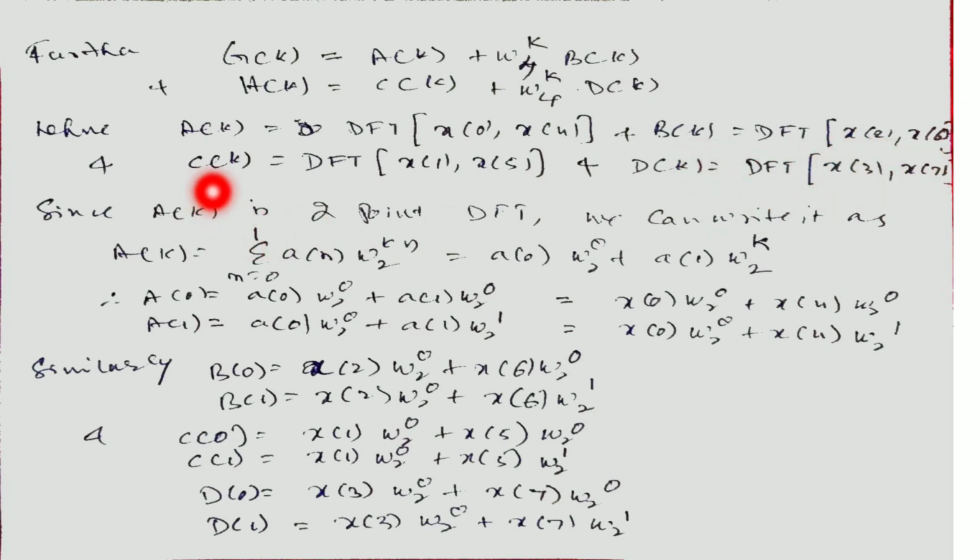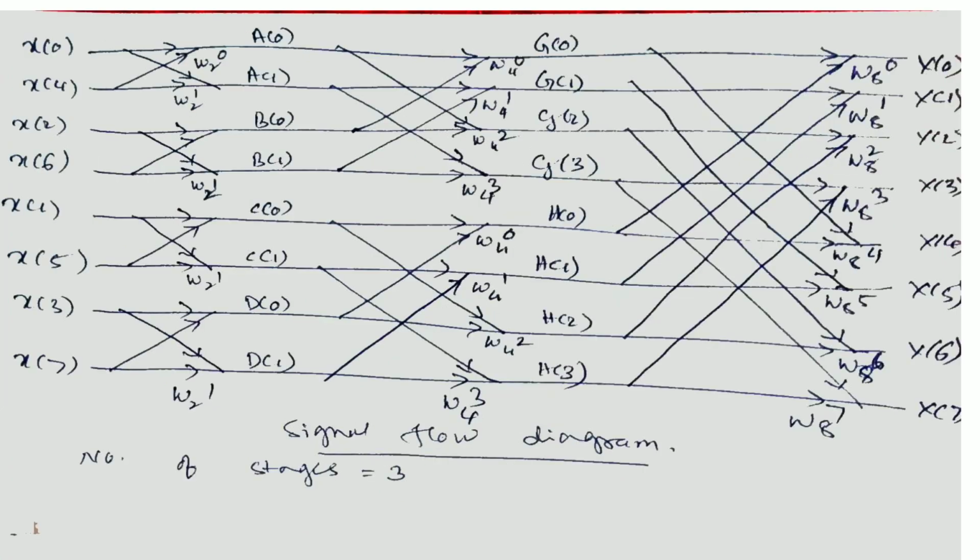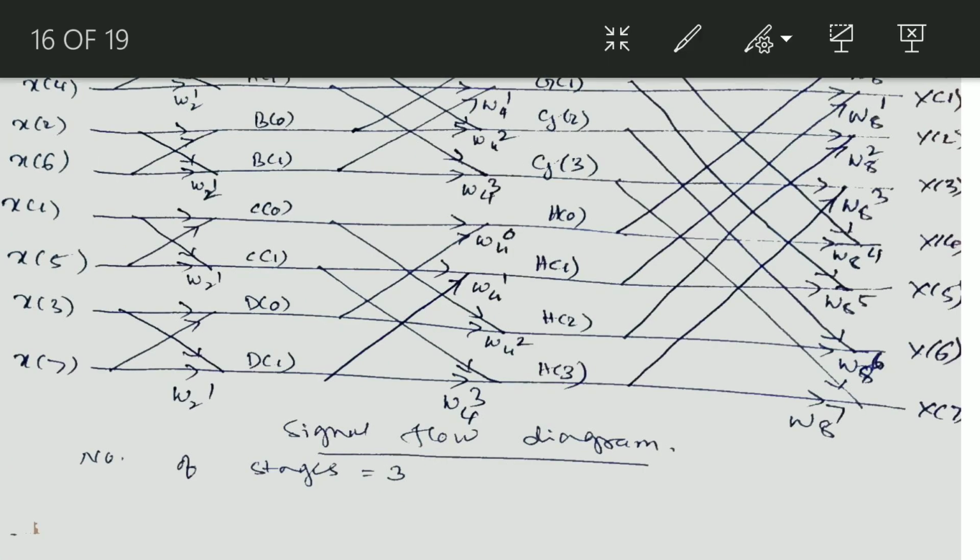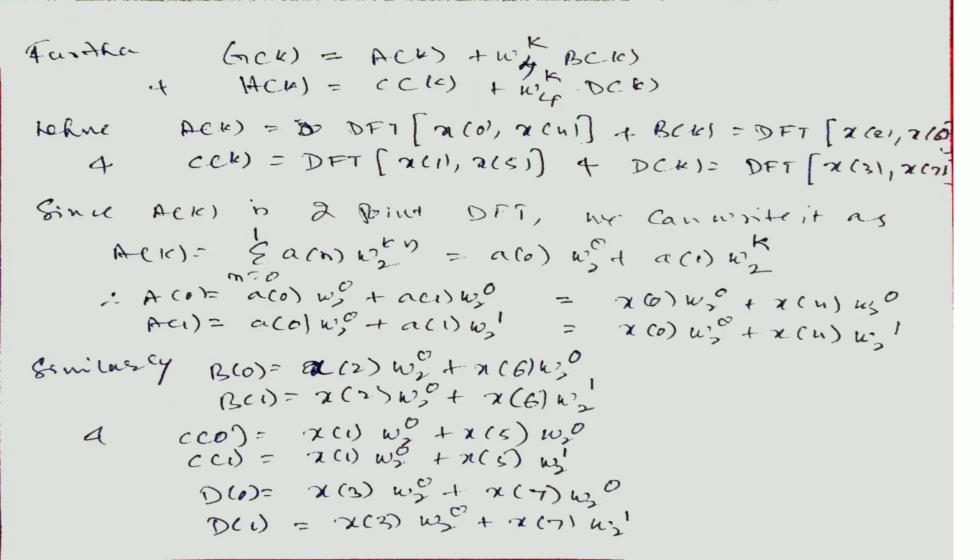Similarly, this c of k is the DFT of x of 1 and 5, whereas d of k is the DFT of x of 3 and 7. And since a of k is a 2-point DFT, we can write a of k as summation of a of n w2 power kn with n equal to 0 to 1, because it's a 2-point DFT.